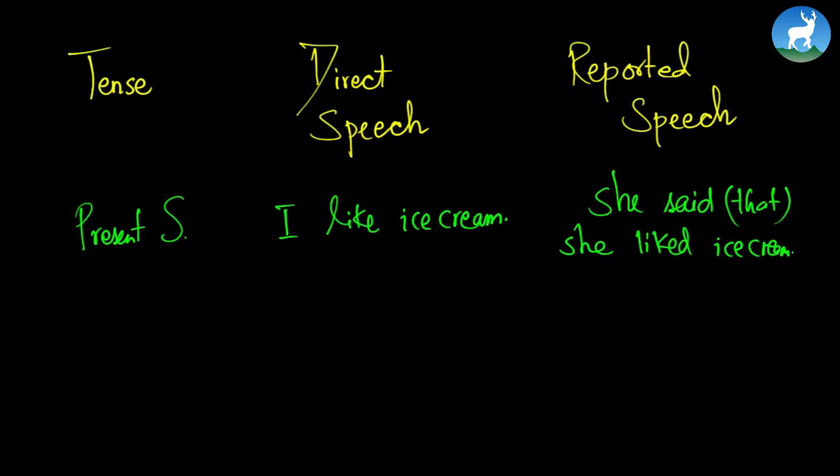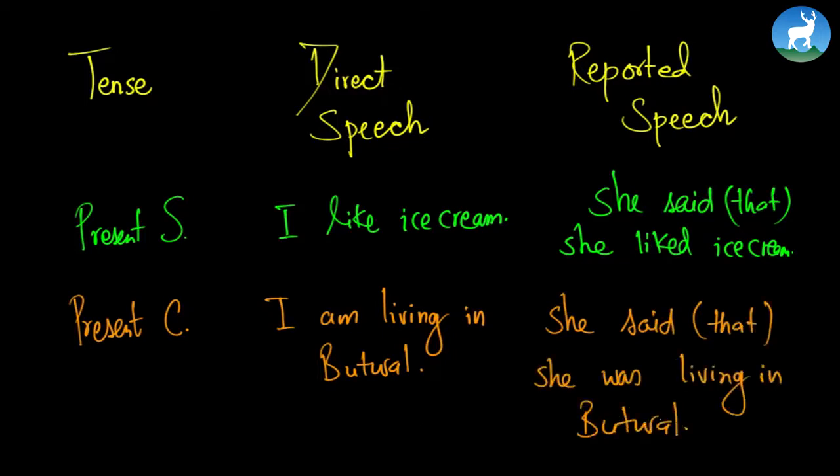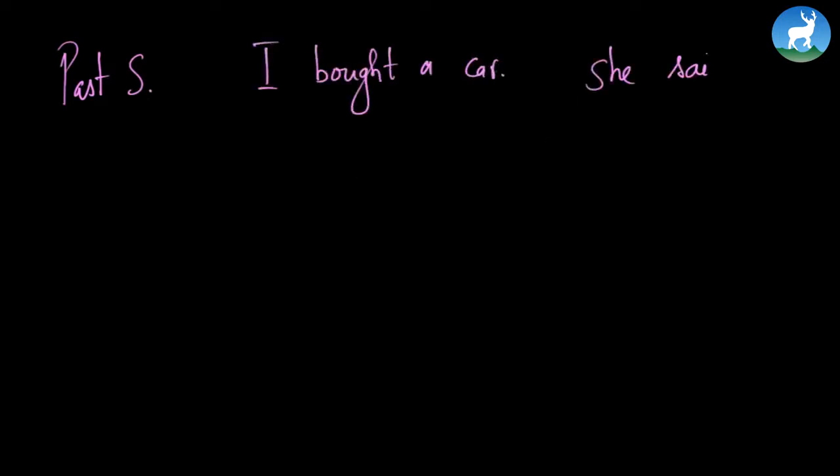Let's write another example of present continuous. I am living in Butwal. She said that she was living in Butwal. Pretty easy, right? Let's write more examples to that. Let's write one example of past simple. I bought a car. She said that she had bought a car.